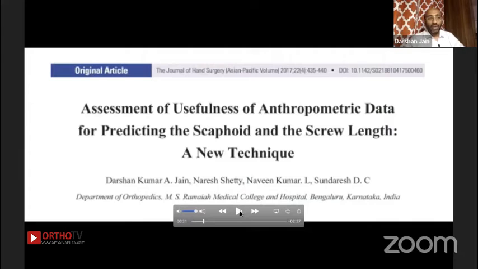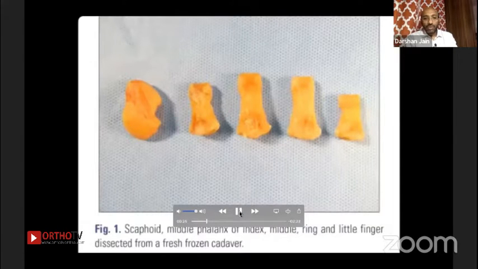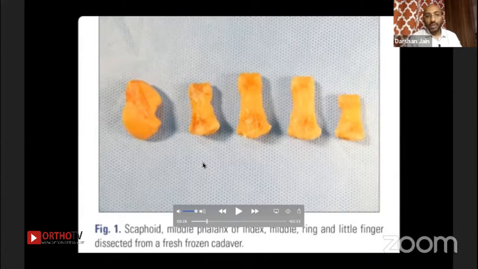Whenever we are doing all these scaphoid fractures, we typically extrapolate this orthopedic knowledge, because whenever we want to do a tibia nailing, we tend to see what is the tentative length of the nail of the tibia or the femur. So I did this cadaveric study wherein we assessed the length of the scaphoid with the phalanx. This was the cadaveric dissection. These are the soft, fresh frozen cadavers. This is a scaphoid length, and these are the lengths of the middle phalanx of the index, middle finger, ring finger, and little finger. So size match was quite consistent.